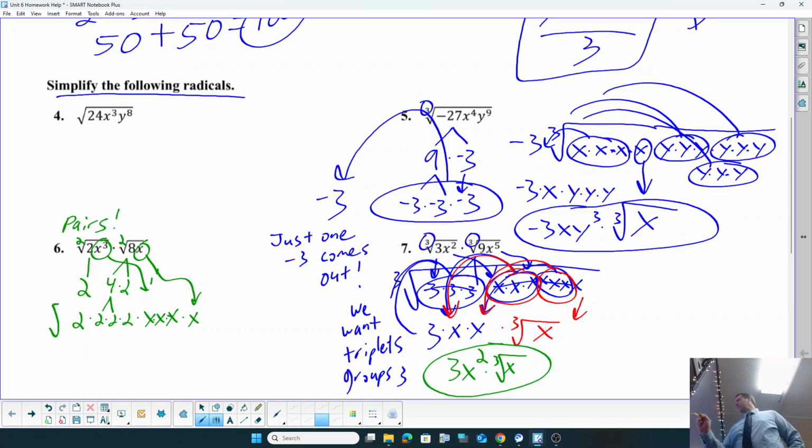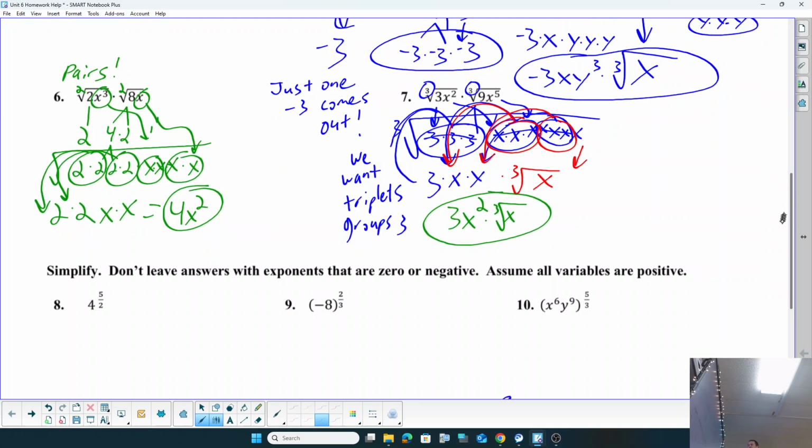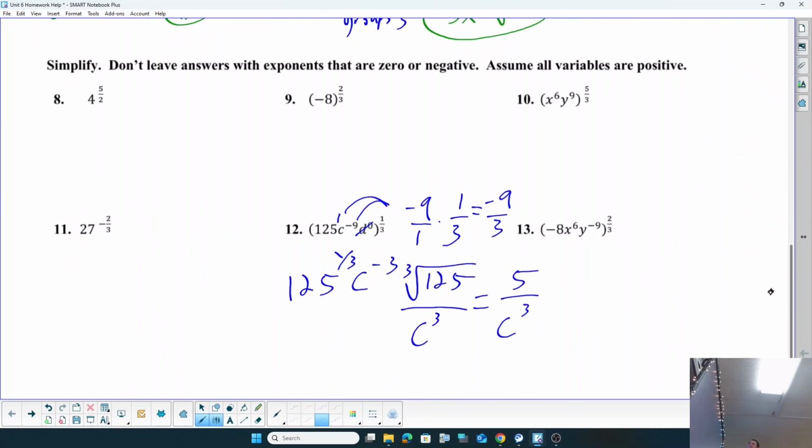And so they're all being square rooted. And we have a pair of 2's that comes out. And then a pair of x's, which is x times x. And so we end up with 4x squared. 4x squared. So I think you get the idea, right? So go and try those ones.